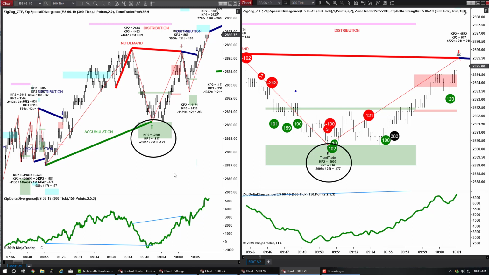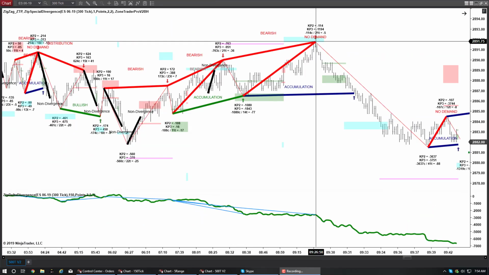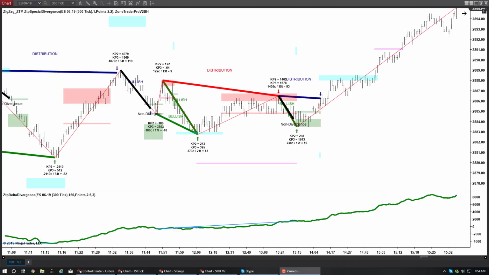But the chart on the left, which is the chart that you would be using with my settings, showed over a 1,000 contract difference and gave us the accumulation signal, which was of course an excellent signal to have taken and traded. So here's another trade that is the exact opposite of what we just looked at.